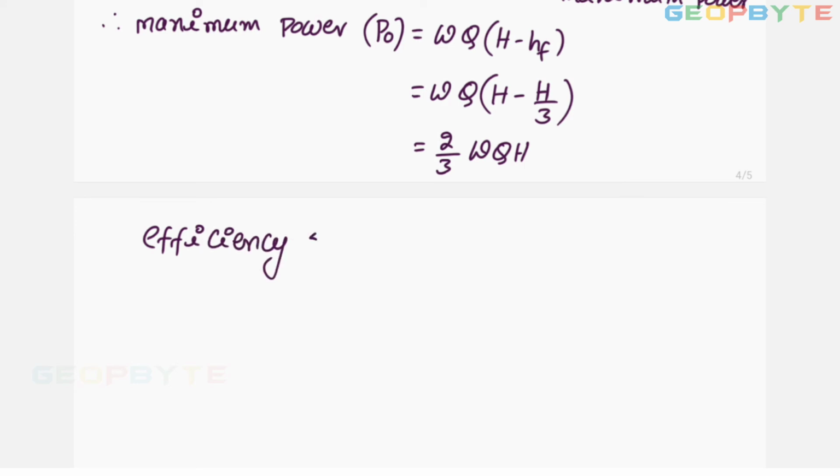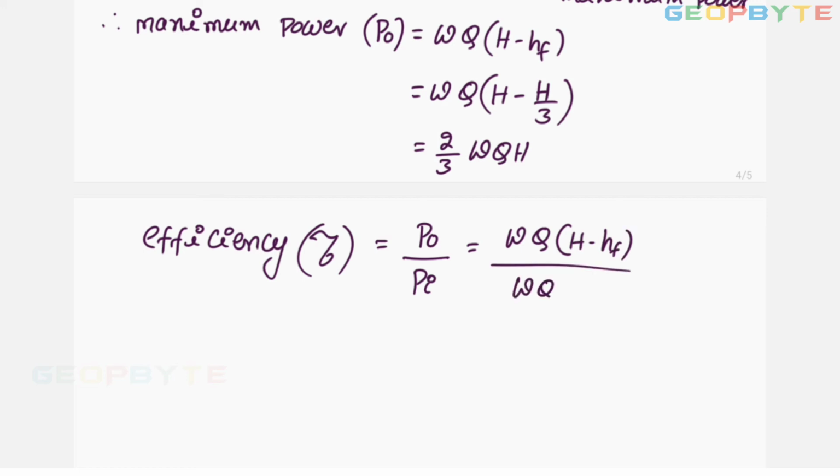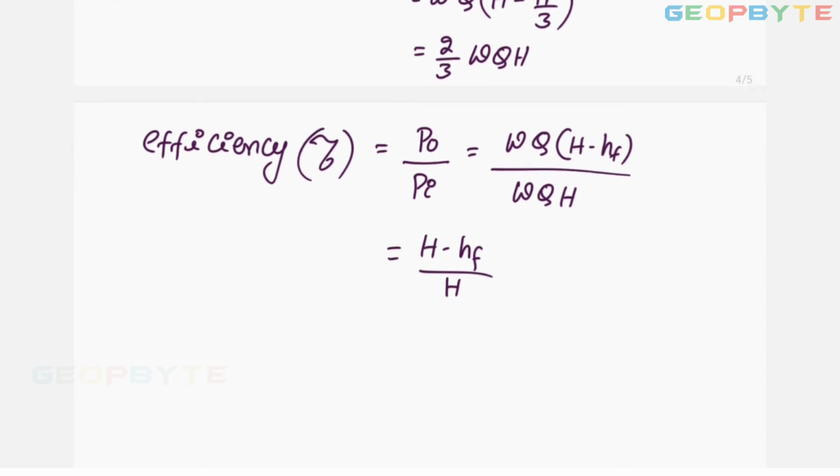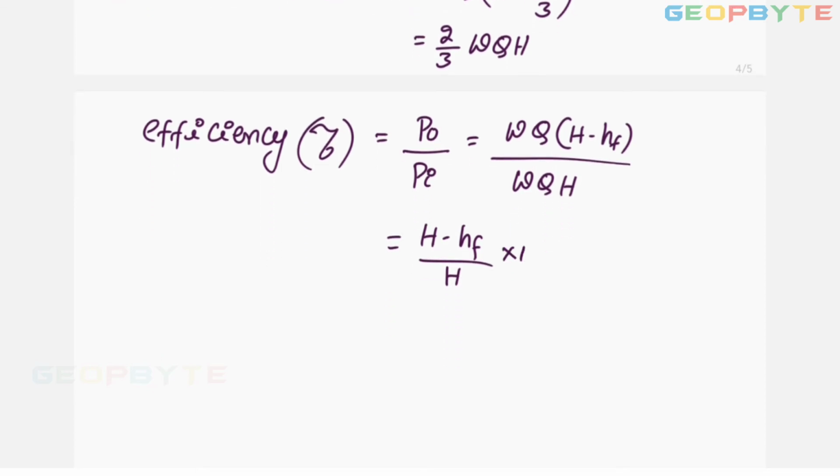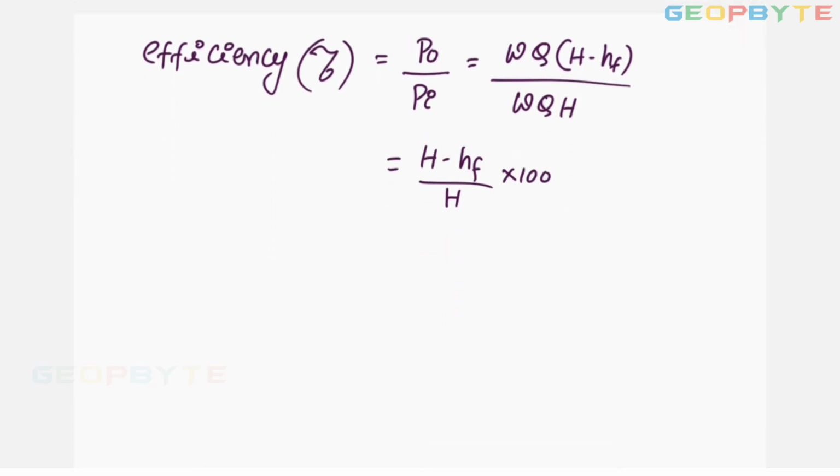Efficiency eta equals output power by input power. Here output power equals WQ into (H minus HF), divided by input power WQ into H. WQ cancels. Finally it is (H minus HF) by H. That is the general formula. For getting it in percentage, multiply with 100.